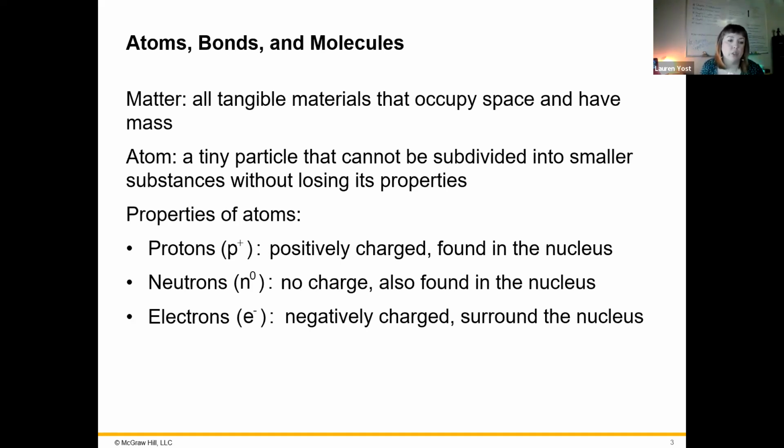Of course, we know protons and neutrons are much larger than electrons. Neutrons do not really have a charge. They have a neutral charge. And then protons have a positive charge, while electrons have that negative charge to sort of balance them out. So you would have an equal number of protons and electrons in an atom in its typical, elemental state.